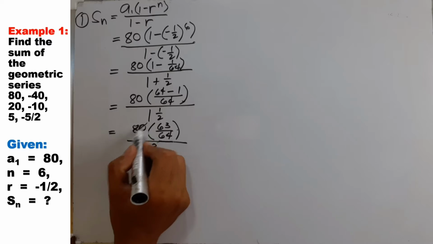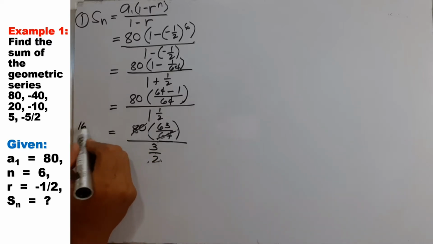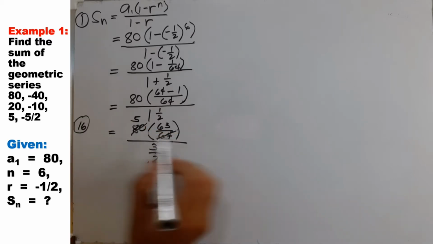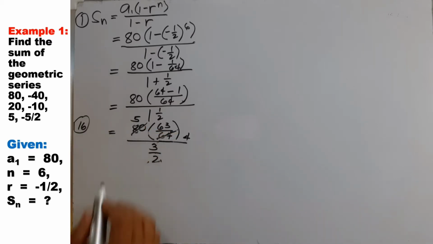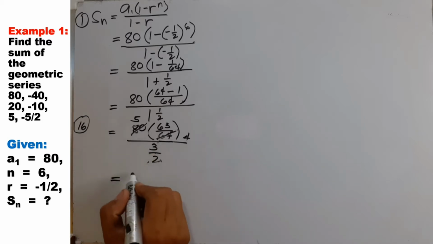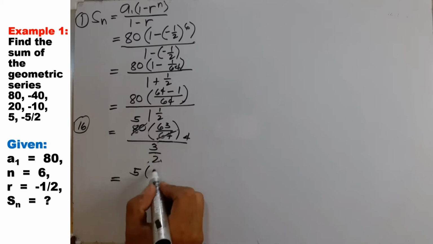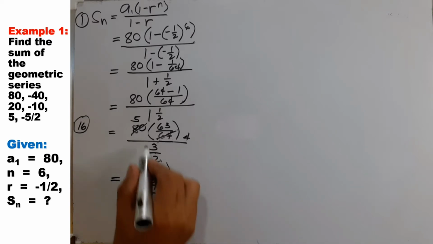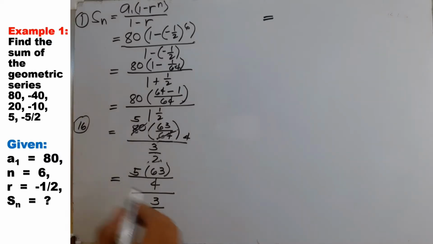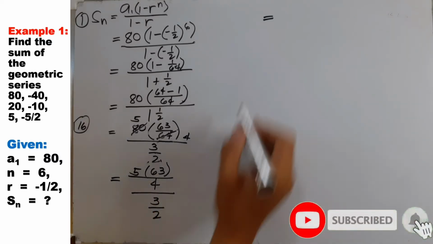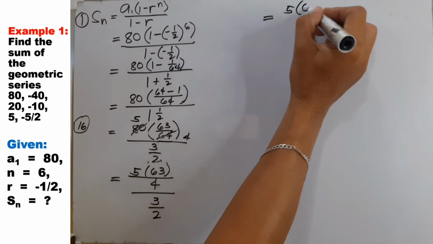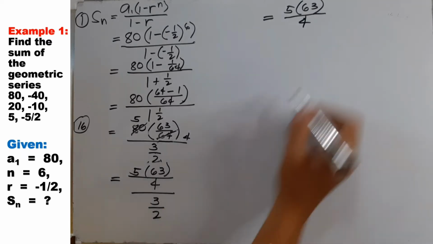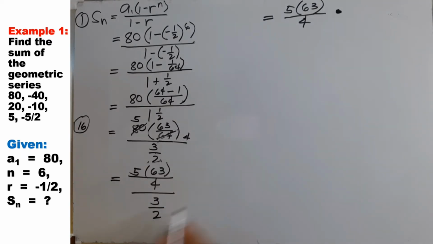To continue, cancel 80 and 64. Common divisor is 16. 80 divided by 16 is 5. 64 divided by 16 is 4. So we have 5 times 63 all over 4 divided by 3 halves. To multiply or to divide fractions, we have 5 times 63 all over 4. From division, proceed to multiplication, get the reciprocal.